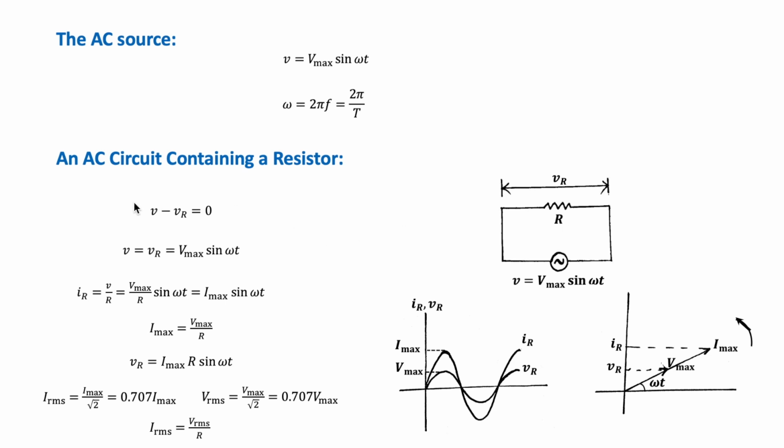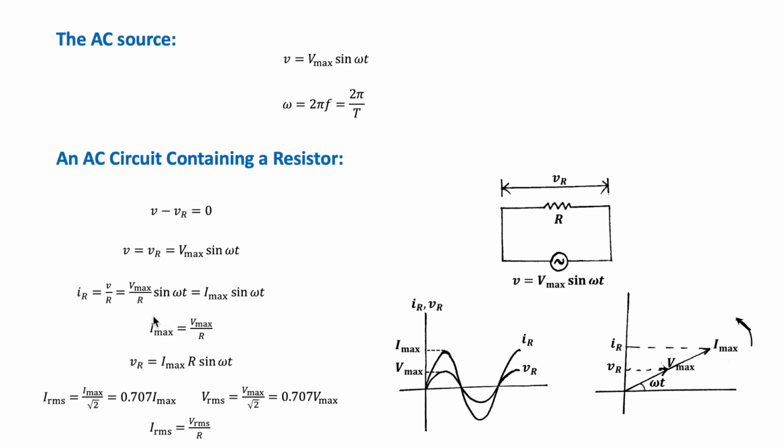So the first circuit we will discuss is an AC circuit containing a resistor, like this here. So if we apply Kirchhoff rule to the instantaneous voltage around the circuit, we have V minus VR is equal to 0, and this gives V is equal to VR equal to V max sine omega t. So VR here is the instantaneous voltage drop across the resistor. And so the instantaneous current in the resistor IR is equal to V over R equal to V max over R sine omega t equal to I max sine omega t.